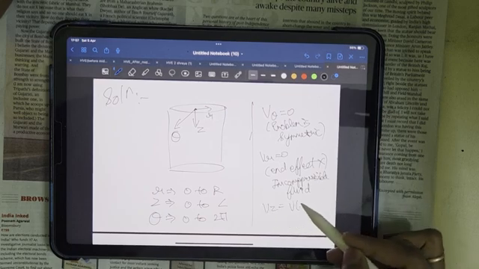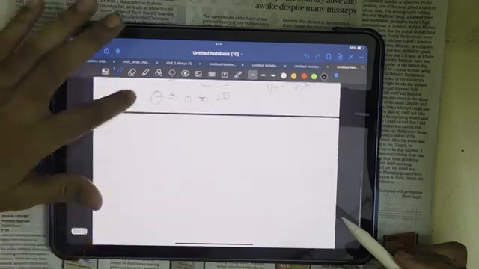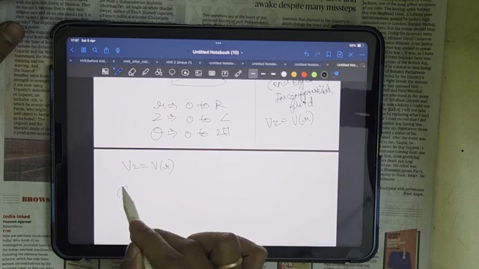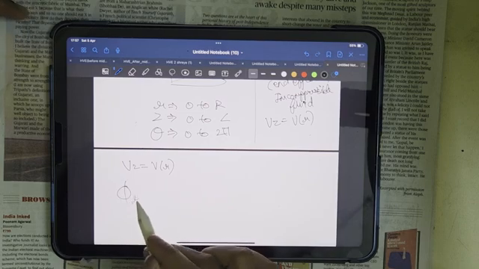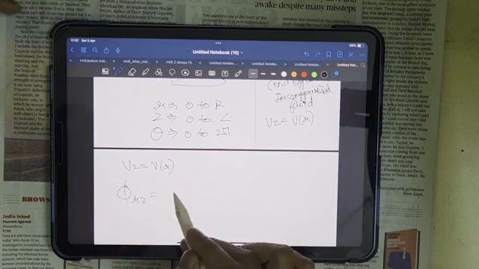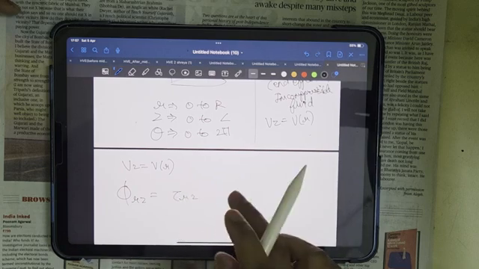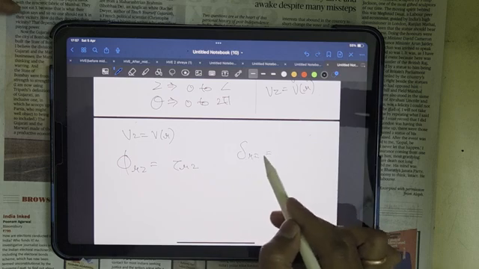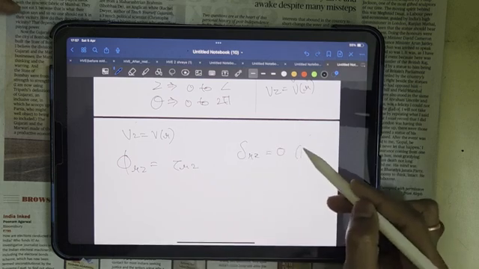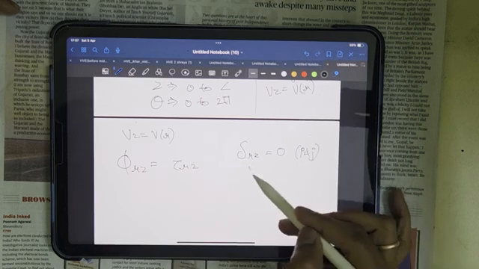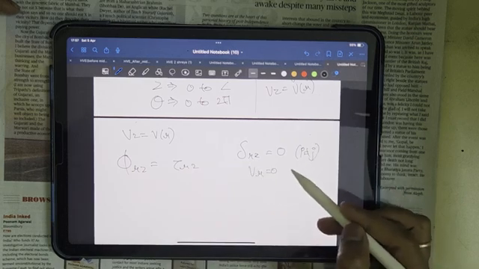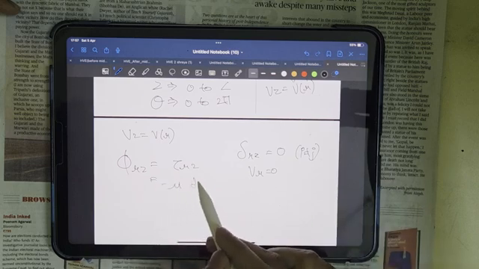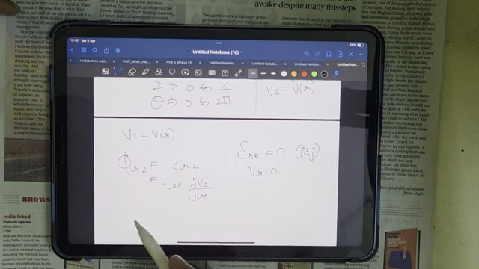Vz is a function of Vr. So we have only one non-vanishing term, that is Vz, which is a function of Vr. Phi Rz will be equal to tau Rz, and other terms are 0. The other terms are 0 because delta Rz is 0, since i is not equal to j, and also Vr is 0, hence the second term is 0. This is equal to minus nu dou Vz upon dou R.